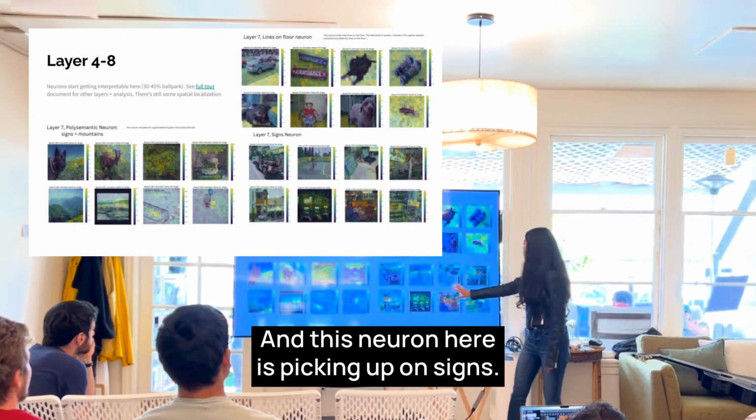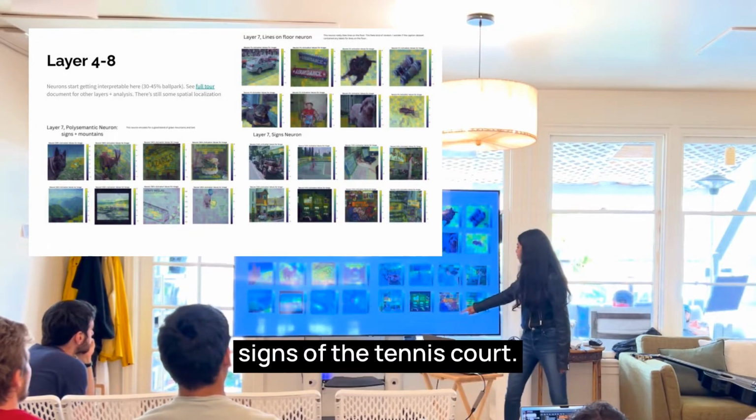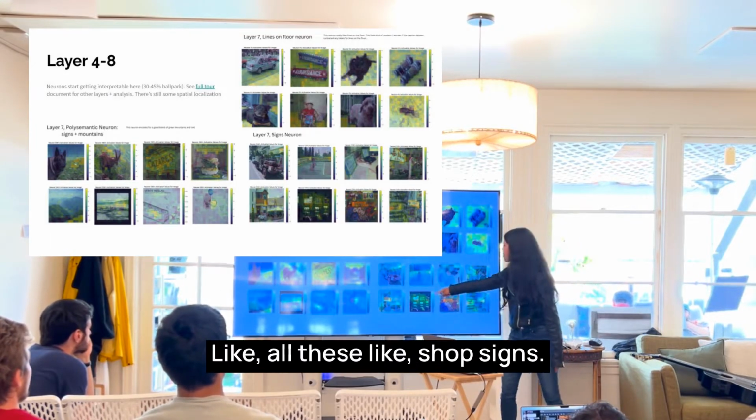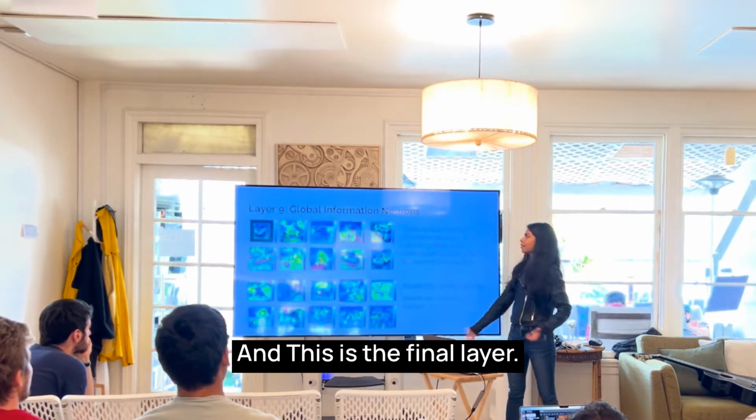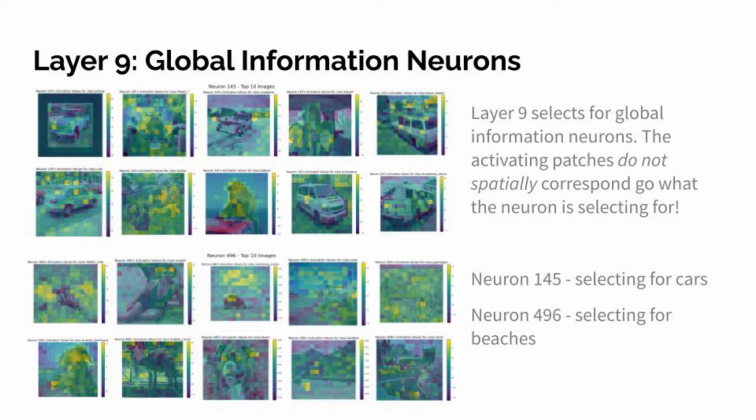And this neuron here is picking up on signs of the tennis court, America is dead, like all these shop signs. So it's starting to get more interpretable. And this is the final layer. It's only 10 layers, this model. And this neuron is picking up on a bunch of stars.